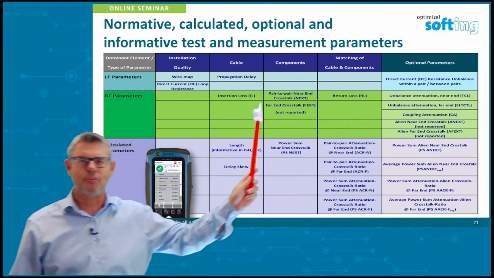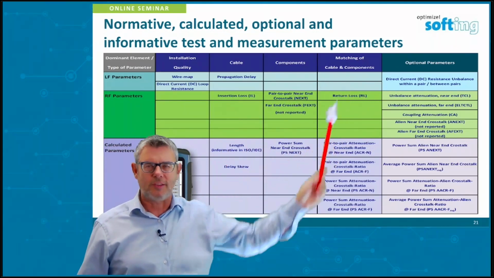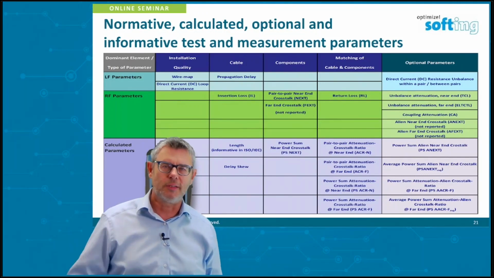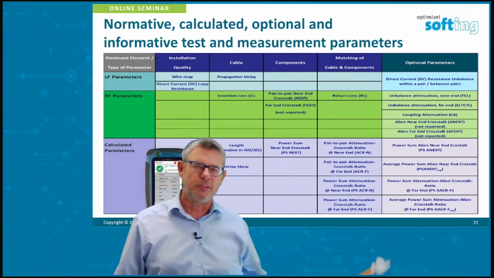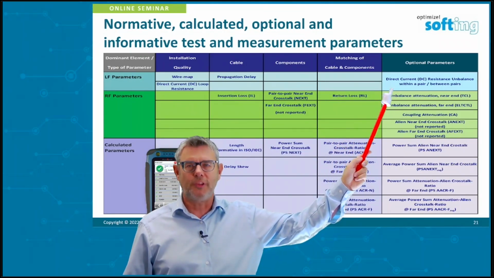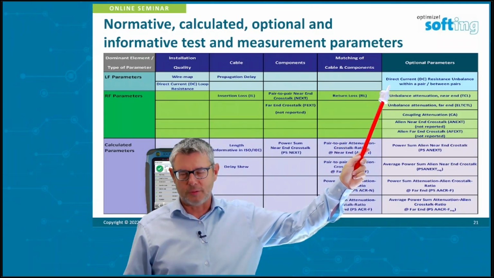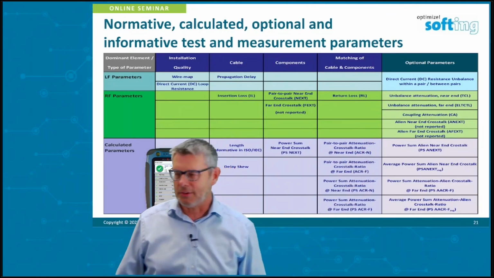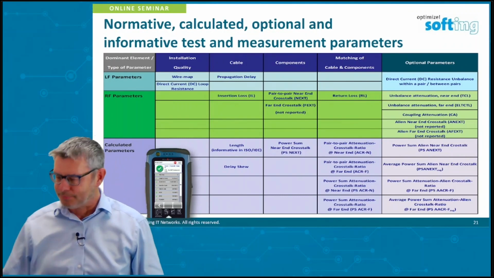And there's also an optional group of parameters which either needs to be tested when referencing, when developing a cable or a component, or at a certain level, some parameters which are already included in test instruments nowadays can be used for field testing as well. And a very popular one is this DC resistance unbalance we will talk about in a minute. Okay, so now let's dig into the parameters.